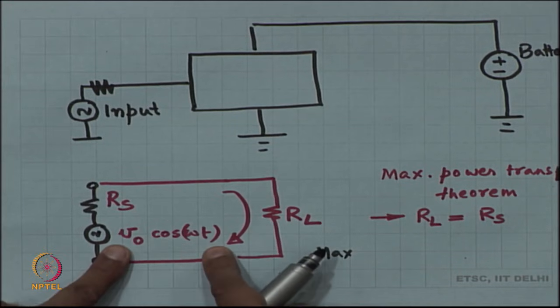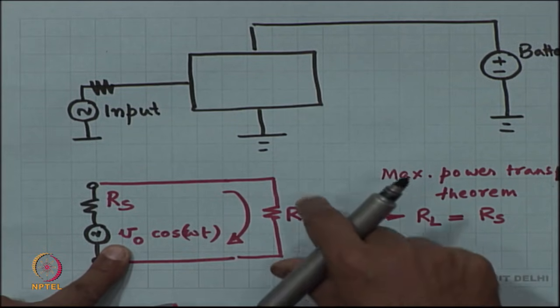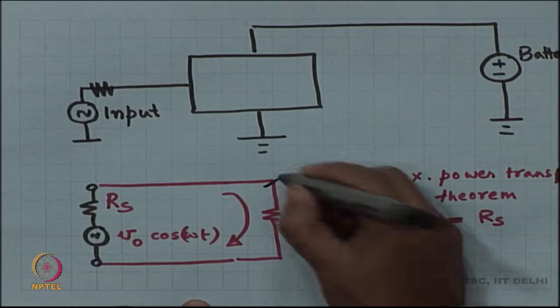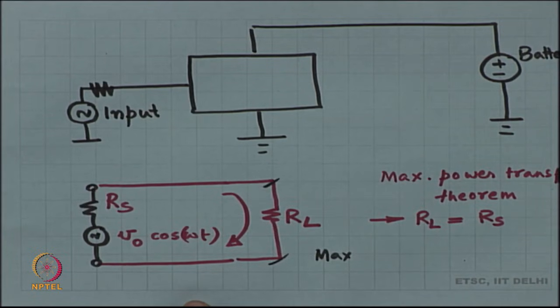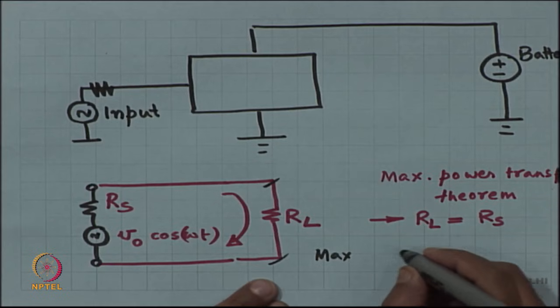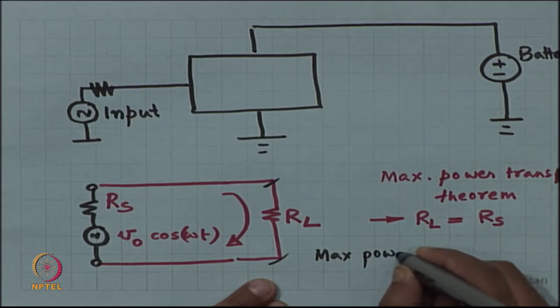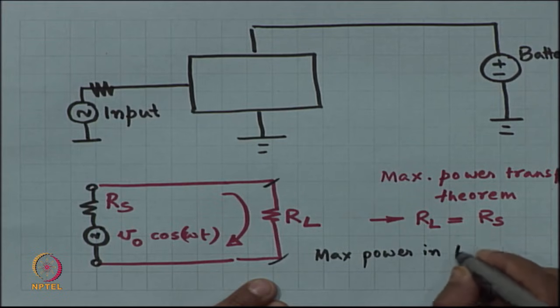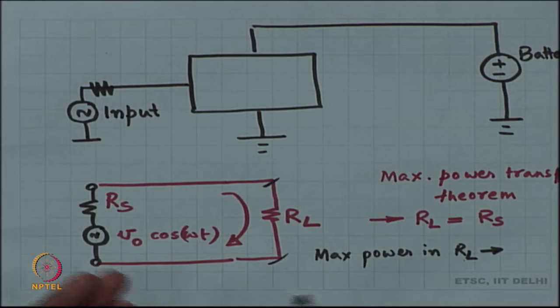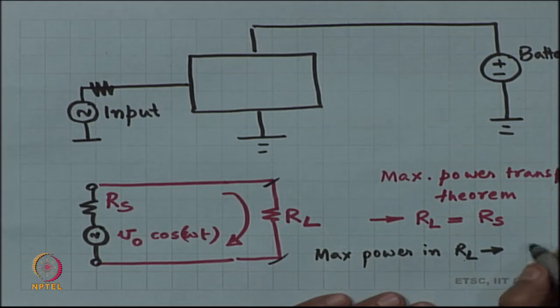V naught cos omega t by 2 is the voltage across R L. If I just take the amplitude, I do not want to keep writing cos omega t, then cos omega t squared. I can do RMS. Let me just do phasor and RMS and so on.